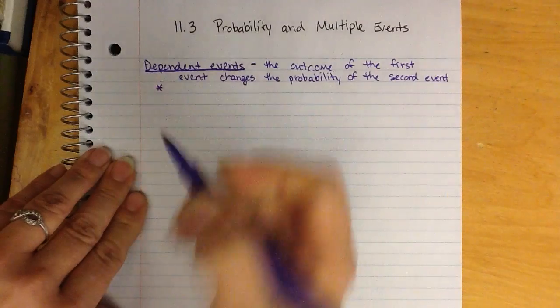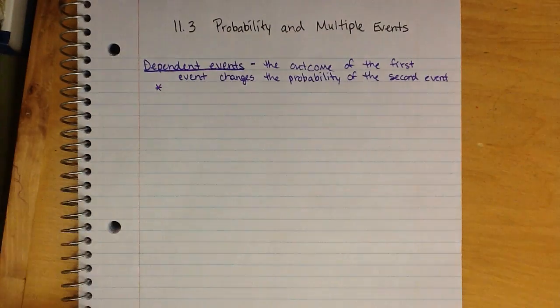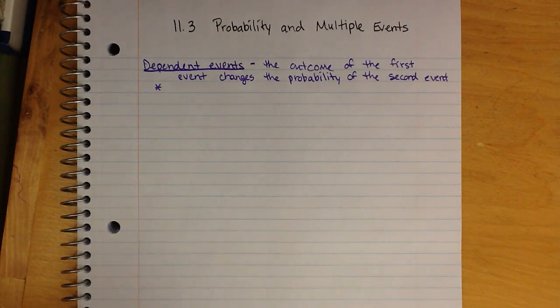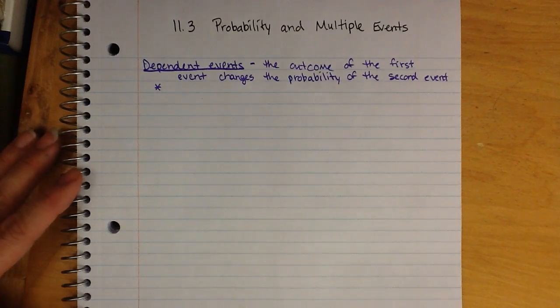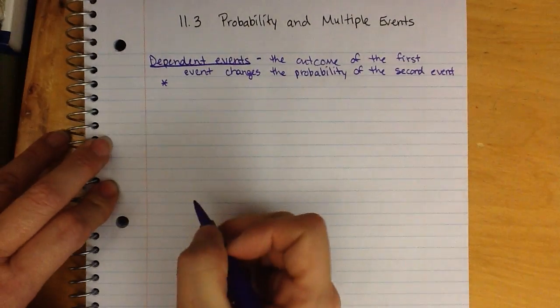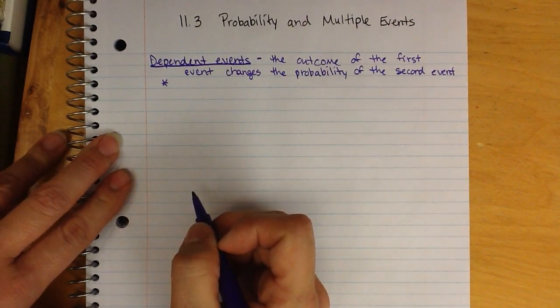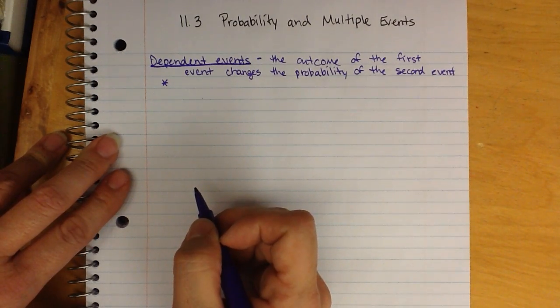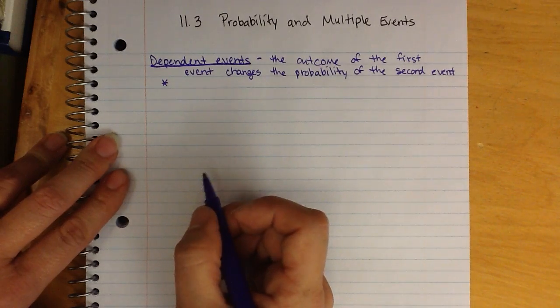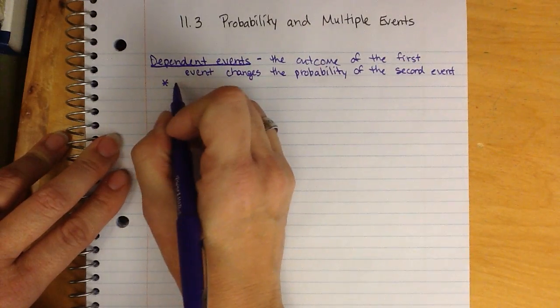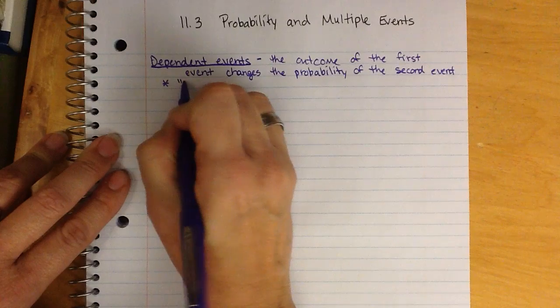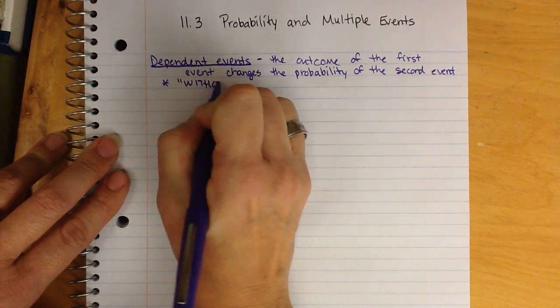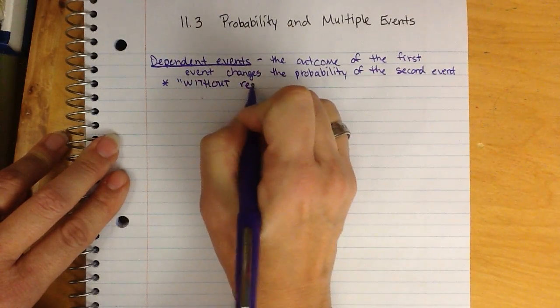An example of a dependent event is if I were to draw a card out of a deck and then I draw a second card out of the deck without putting the first one back. The first time, the probability of getting a queen would be 4 out of 52, but then if I don't put that card back, I only have 51 cards to choose from, so that's going to change the probability of the second event. So we call that without replacement.